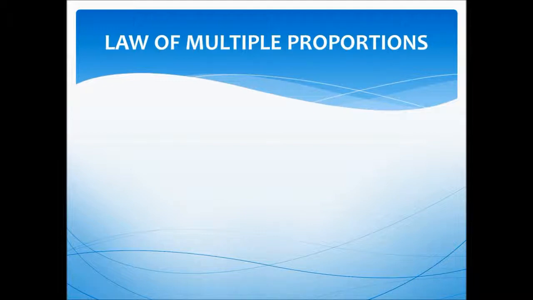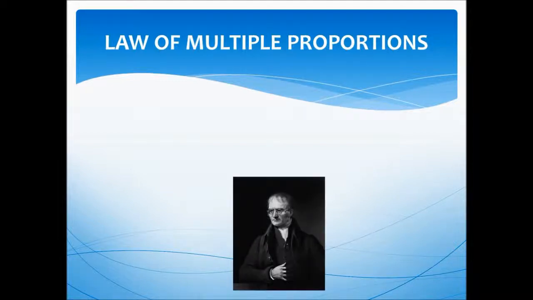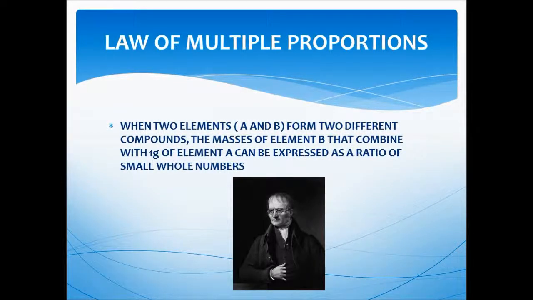The law of multiple proportions was proposed in 1804 by Mr. John Dalton. And what Dalton states is that when you have two elements that can combine to form two different compounds, for example, when carbon combines with oxygen, you could form either carbon monoxide or carbon dioxide. When these two elements combine, the mass of element B that will combine with 1 gram of element A can be expressed as a ratio of small whole numbers.